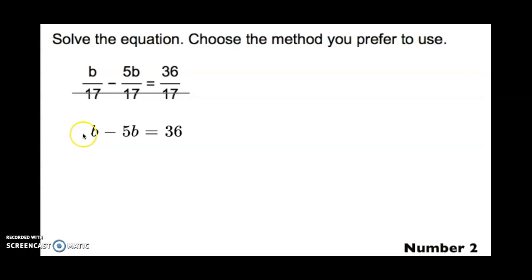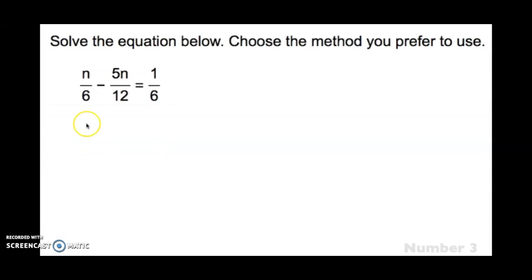Now I combine my like terms. This will be 1b minus 5b, which is negative 4b. We divide both sides by negative 4, and we'll get b equals negative 9. So my answer is going to be negative 9.